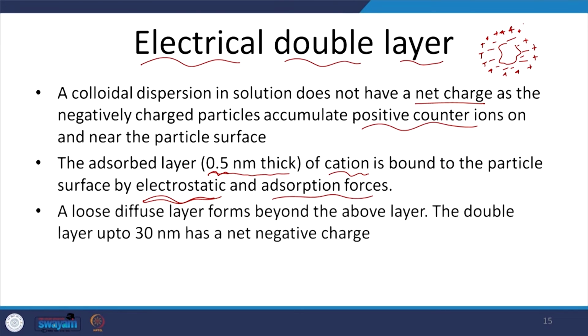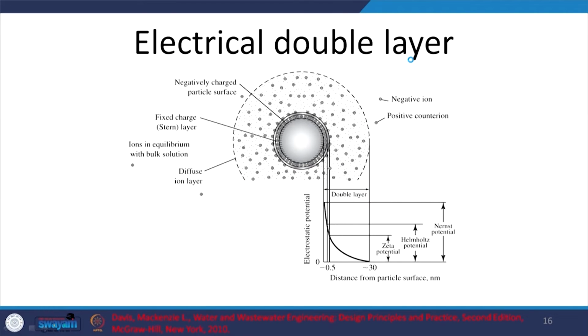And even after this, you have a relatively loose layer of positive and negative ions. I think we have a good picture later, we will come to that. That forms beyond what is called the Stern layer. The above one is called the Stern layer, and this outer layer can be up to 30-90 nanometers thick and has a net negative charge, and all this is called a double layer. So, this is something we need to keep in mind.